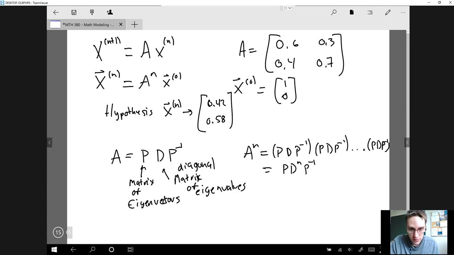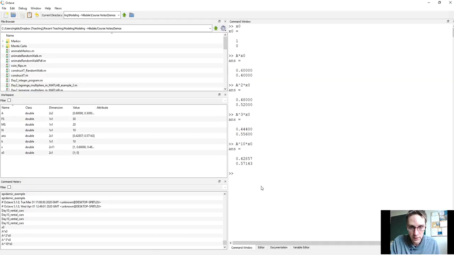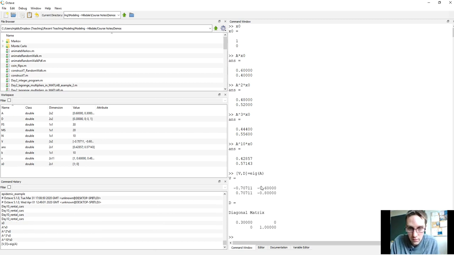Okay? So let's actually use Octave to help us with this. Let's compute the eigenvectors and the eigenvalues for A. Okay? All right, so our eigenvalues, we'll write those first. We have one eigenvalue. It's a diagonal entry here. That's 0.3. And then our second eigenvalue is 1.